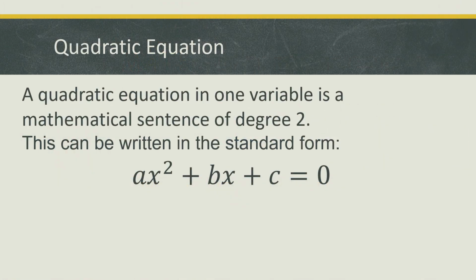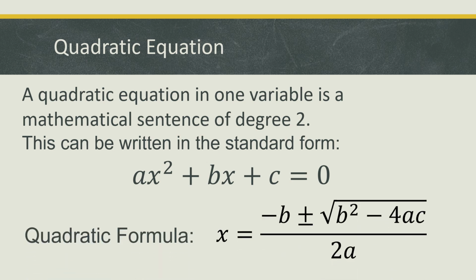Let us review first what a quadratic equation is. A quadratic equation in one variable is a mathematical sentence of degree 2. This can be written in the standard form ax squared plus bx plus c equals 0, where the values of a, b, and c are all real numbers. We also have the quadratic formula that we can use to solve a quadratic equation: x equals negative b plus or minus the square root of b squared minus 4 times a times c, all over 2a.